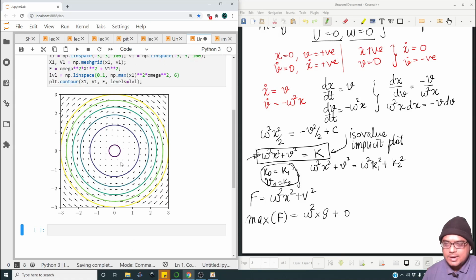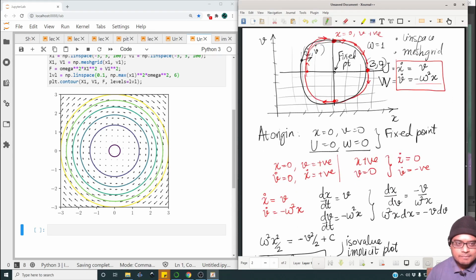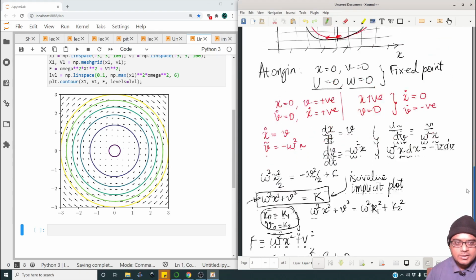All right, and the arrows actually indicate what the flow looks like, and the closed orbits. So this particular curve that we had predicted is going to be a closed orbit, and this is the fixed point. So this is the simple harmonic oscillator in the phase space. Now can we interpret this plot?